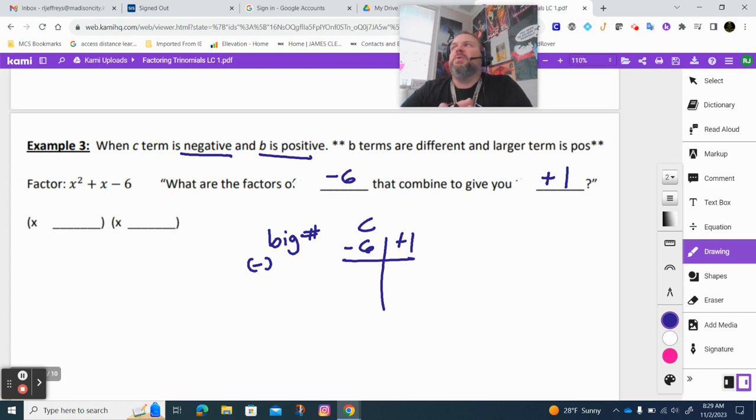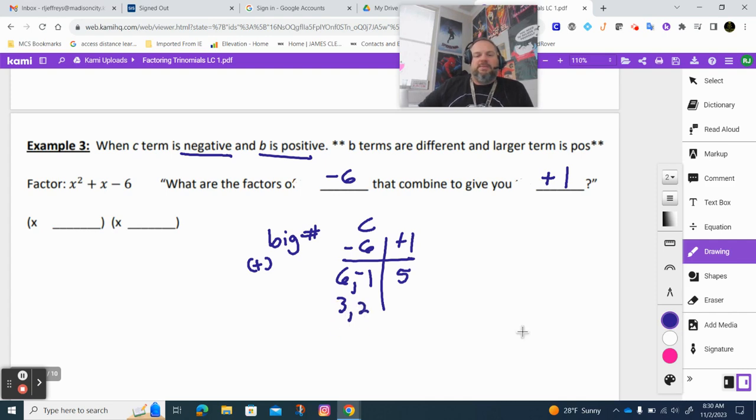What numbers do we know will divide 6? 6 and 1. No, I'm sorry, the big number is positive. My bad. So this would be 6 and minus 1. So what is 6 minus 1? 5. Does that give us 1? No. So this is not our factor, so we've got to keep going. What other two numbers divide 6?